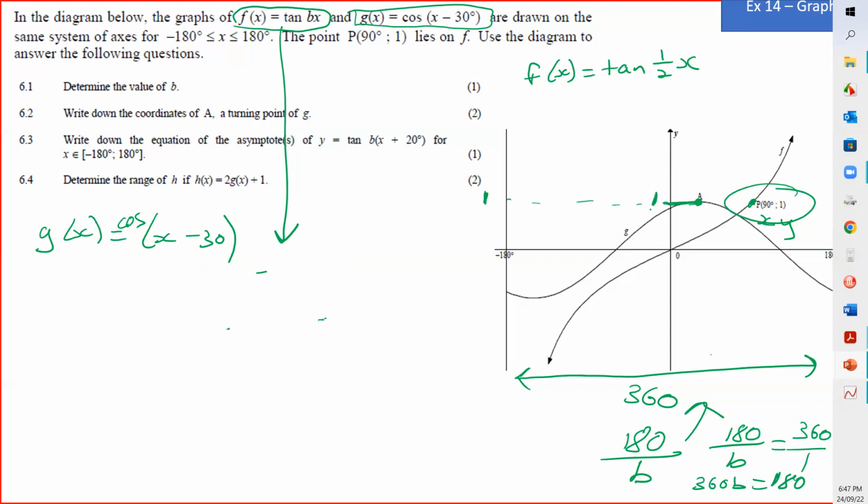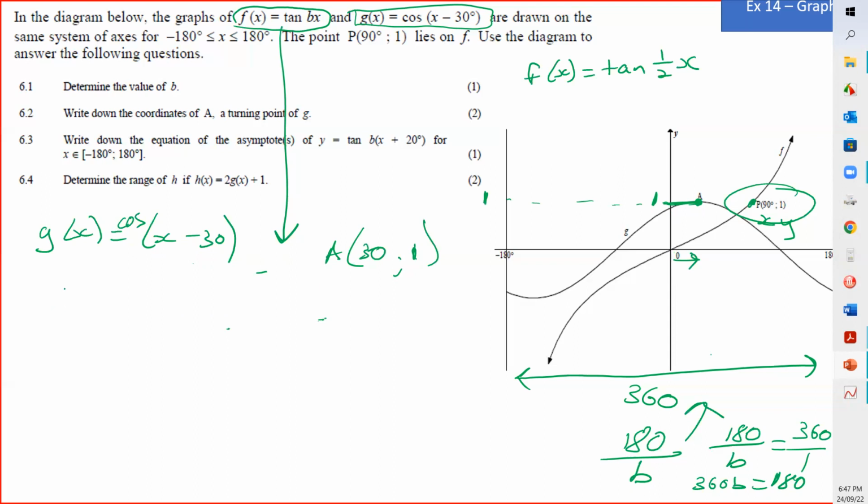Now, normally the cos graph starts at 1. So when x is 0, cos is 1. So you shifted the graph 30 units according to this. So the graph has moved 30 units. That means very quickly I can tell you the coordinates of the point A: I know the y value is 1, and x has to be 30.